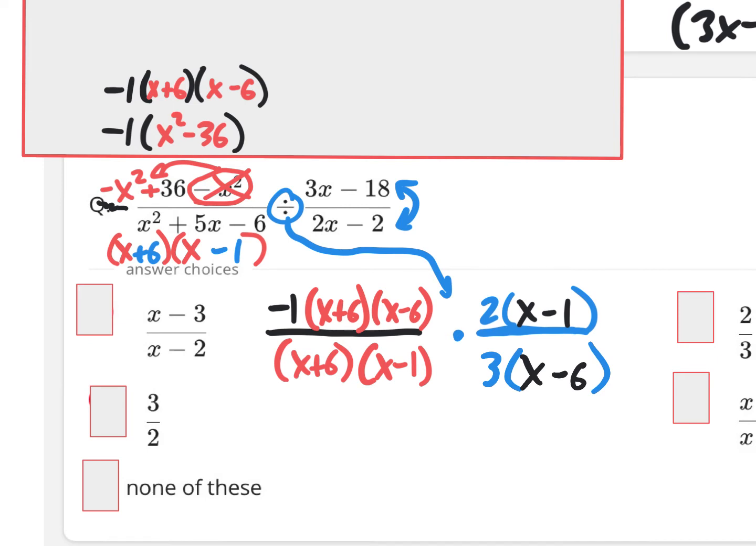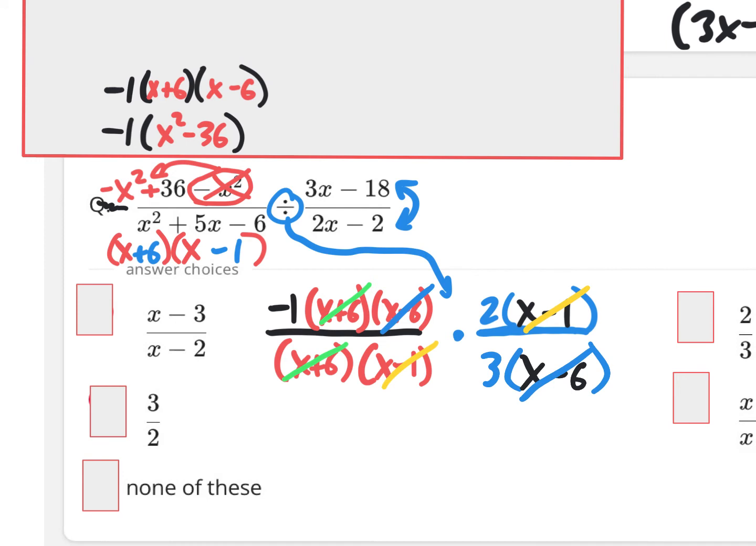Now we could cancel things out, right? So what is alike on top and bottom? We have the x plus 6 with the x plus 6. We have the x minus 6 with the x minus 6. And we also have the x minus 1 with the x minus 1.